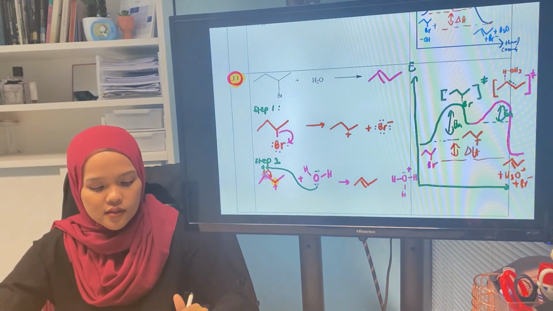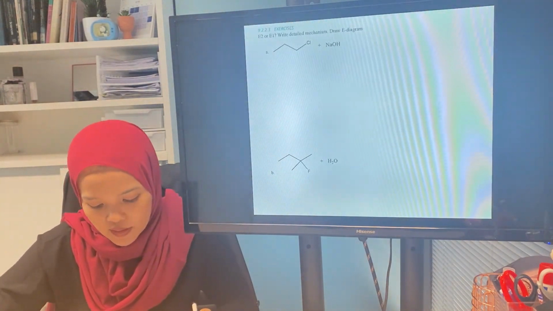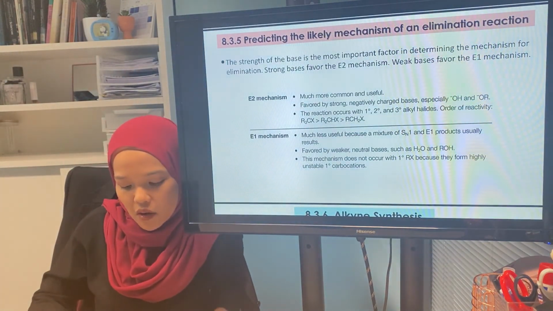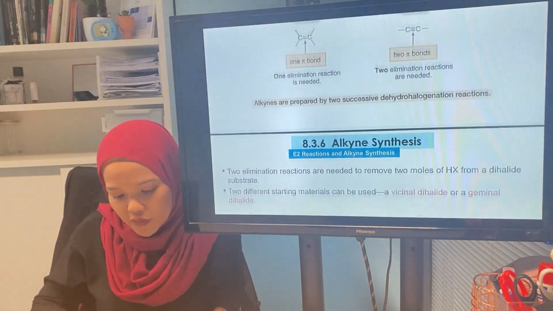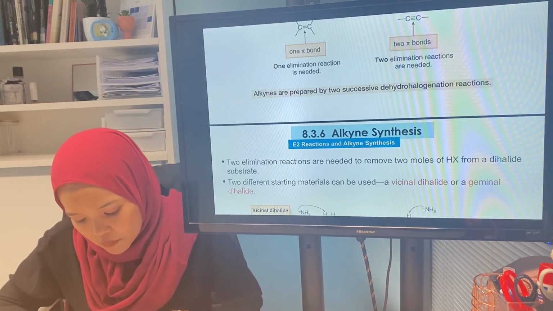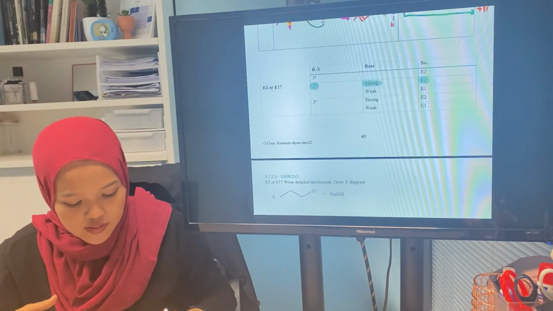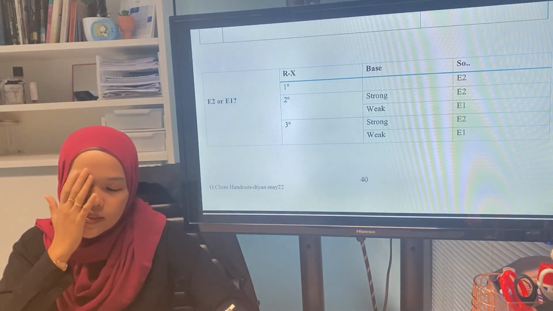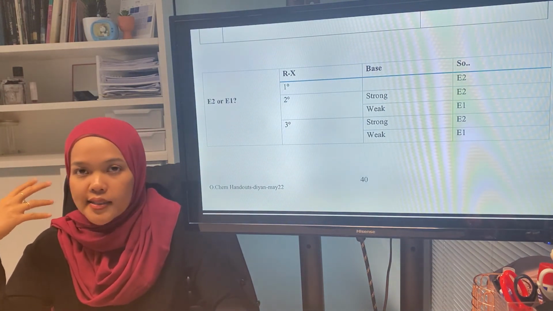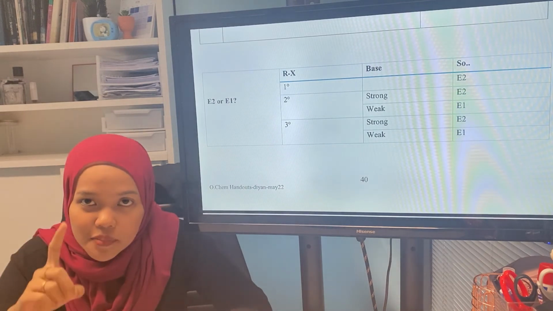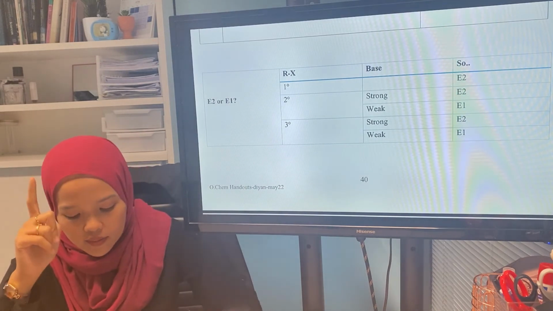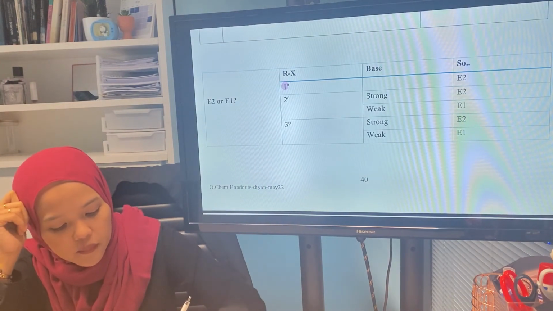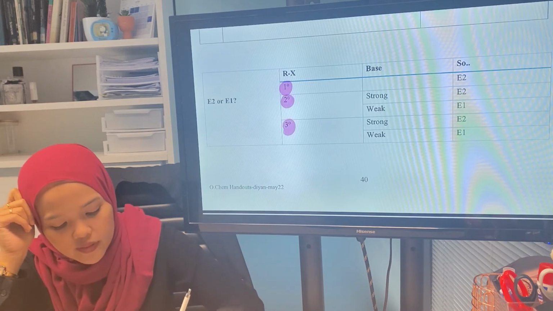Now, predicting the likely mechanism of an elimination reaction. For this, I usually like to use this table. First of all, just like when you look at SN1 and SN2, you need to look at the type of alkyl halide first: whether it is a primary, secondary or tertiary alkyl halide.